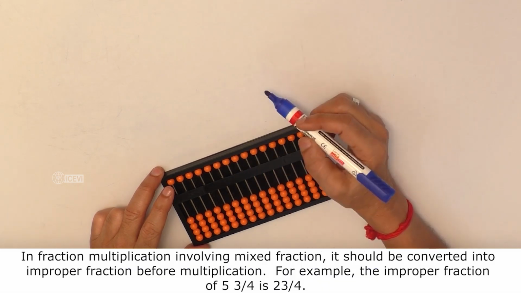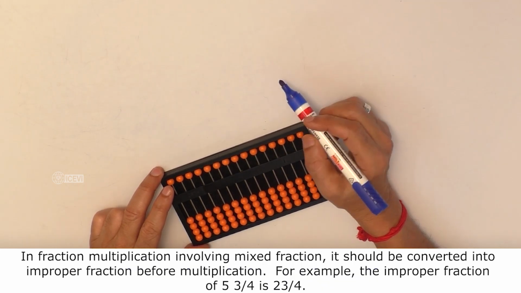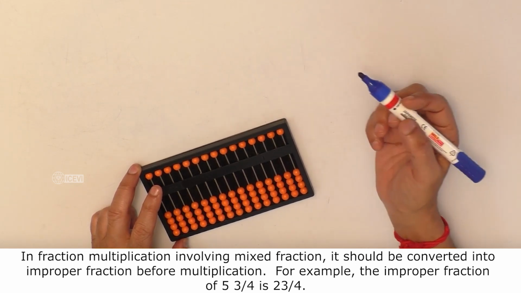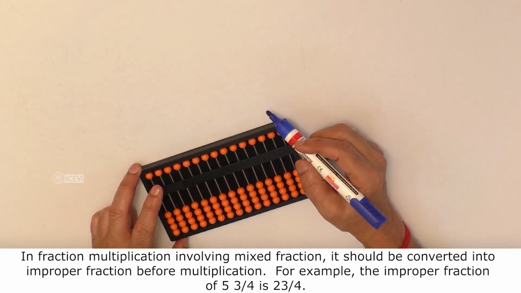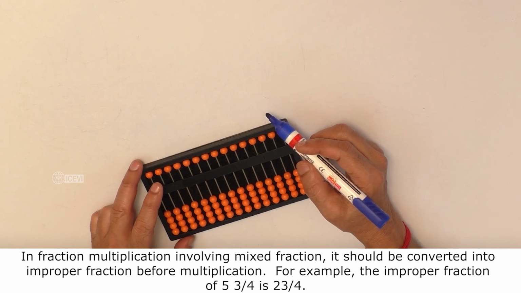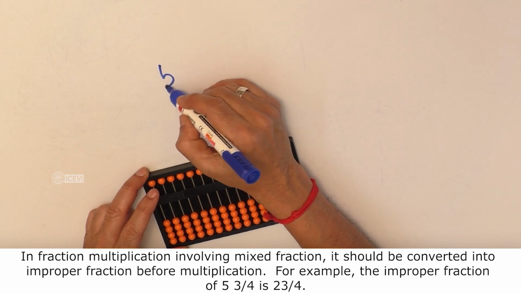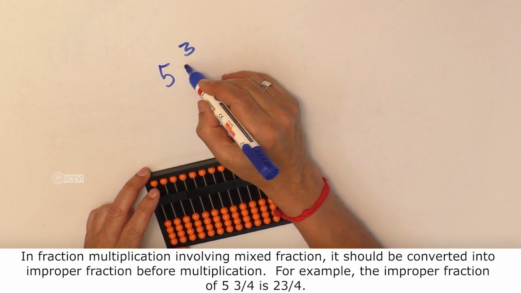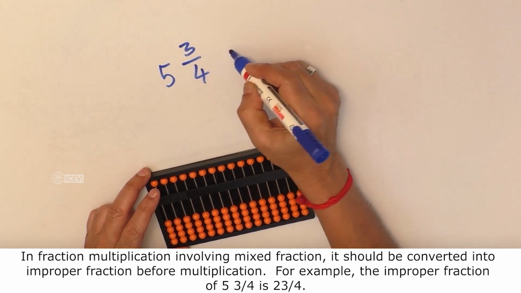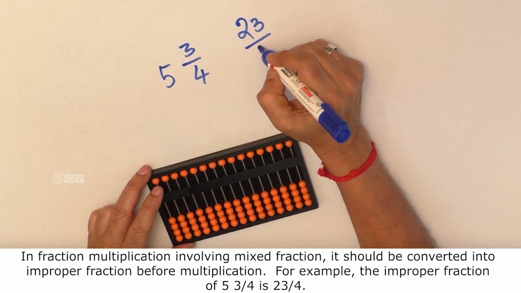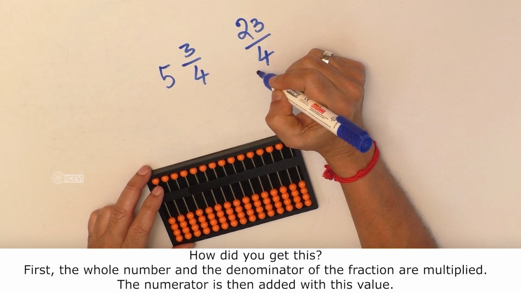In fraction multiplication involving mixed fractions, they should be converted into improper fractions before multiplication. For example, the improper fraction of 5 3/4 is 23/4. How did you get this?